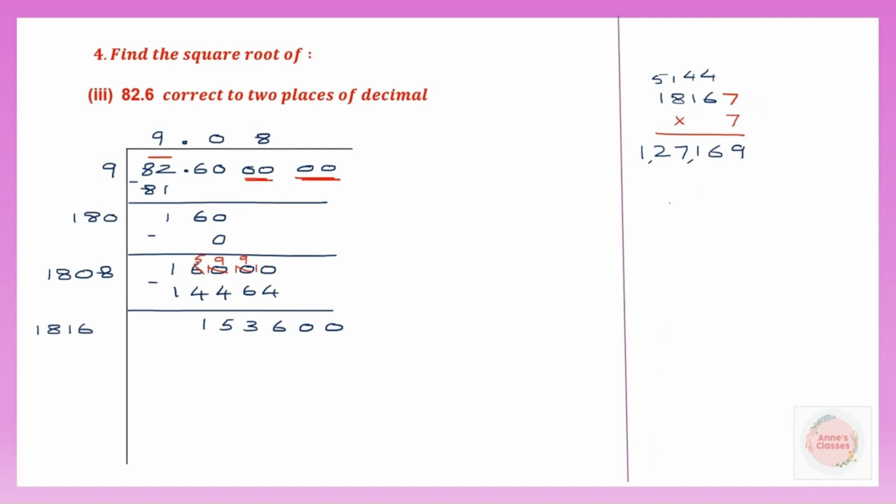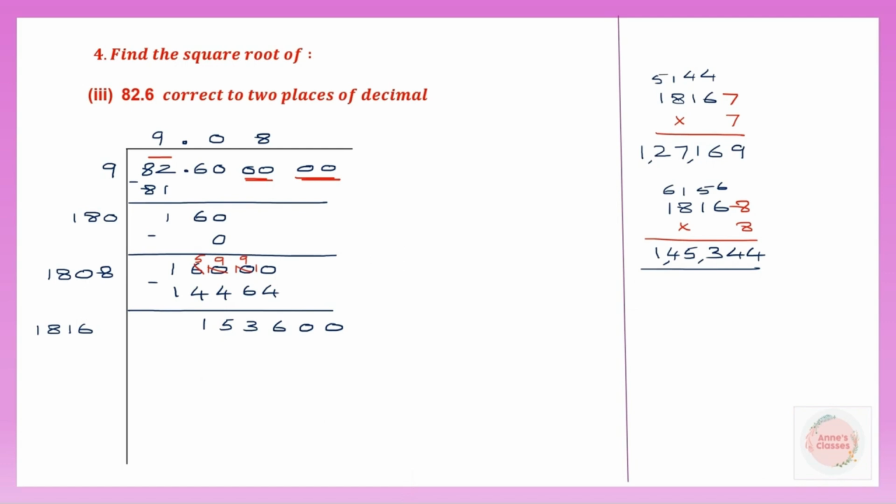So let's write down 1,816. And now let's put 8 next to it and multiply by 8. 8 eights are 64, carry 6. 8 sixes are 48 plus 6, 54. Carry 5. 8 ones are 8 plus 5 is 13. Carry 1. 8 eights are 64 plus 1, 65. Carry 6. 8 ones are 8 plus 6 is 14. So here we have 1,45,000. Now that is close to this. So that means we have to write the digit 8 next to 1,816.